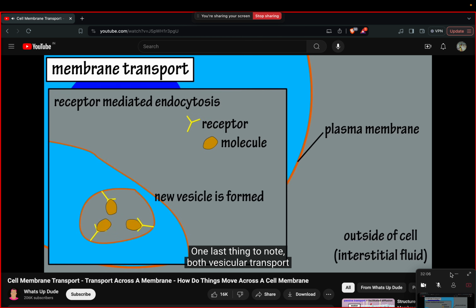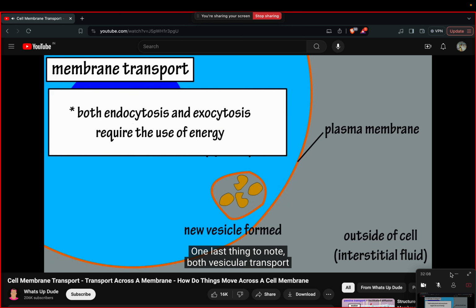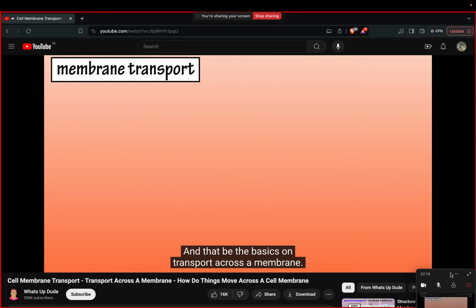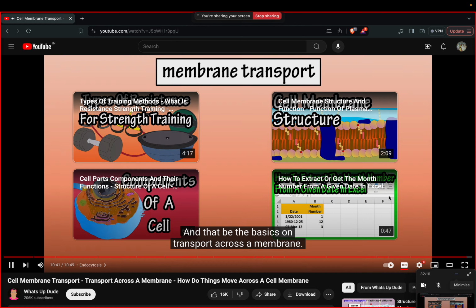One last thing to note: both vesicular transport processes, endocytosis and exocytosis, require energy. And that be the basics on transport across.